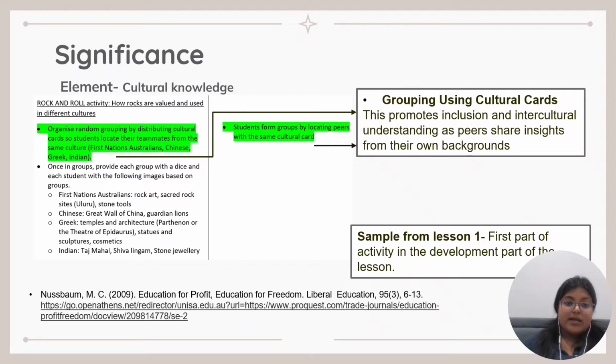Nussbaum, 2009, argues that real education should develop empathy and global understanding, preparing young people to see themselves as part of a shared humanity. This idea is especially important in the middle years because students at this age are forming their own identities and learning to understand others. It also supports both their social and emotional development, helping them become more open minded, respectful, and socially aware, qualities that are essential as they grow into adults.